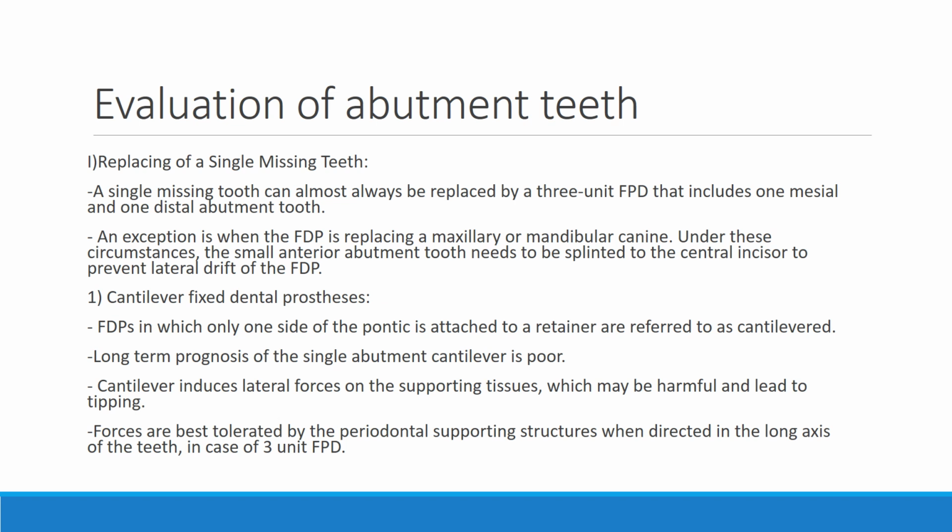Okay, evaluation of the abutment teeth. First, we are going to talk about the replacement of a single missing tooth. In this, usually we'll be giving a 3-unit RPD or 3-unit FPD. We'll take support from both sides of the missing span, so we will have one mesial and one distal abutment tooth.